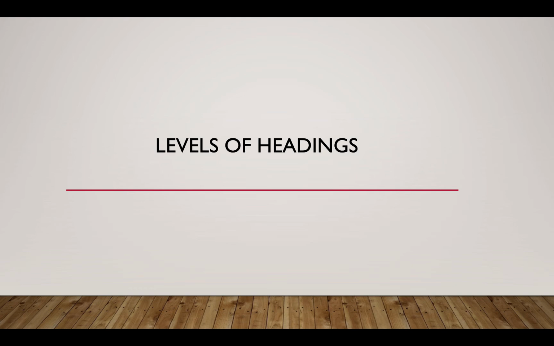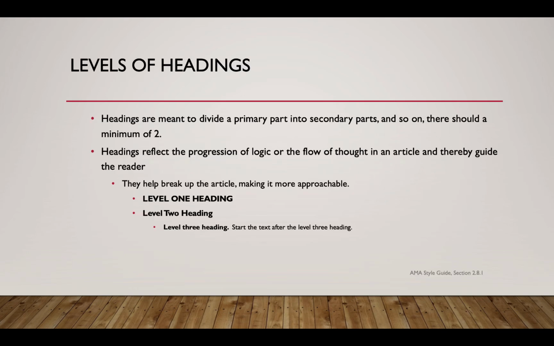We're going to talk briefly about levels of heading. So levels of heading in AMA Style Guide, they don't give us specific guidance on how to do levels of heading. Headings are meant to divide the primary part into secondary parts and so on. And there should always be a minimum of 2. So for instance, if you're using a level 1 heading, then you have to have at least 2 level 2 headings. If you use a level 2 heading, you have to have at least 2 level 3 headings.